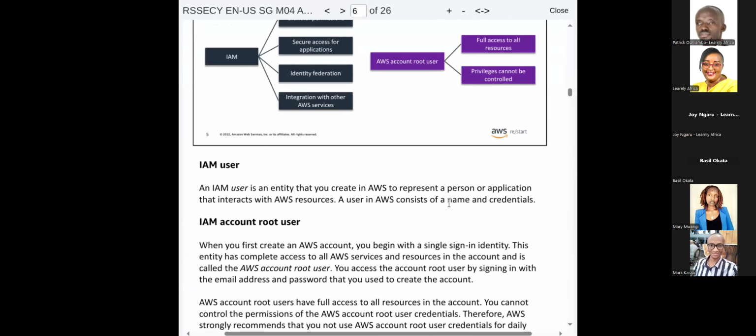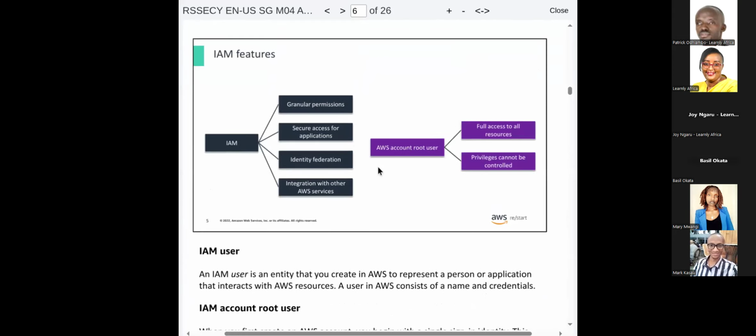So let's learn a little bit about the user groups that we have. So this is exactly what we were saying. We have an account user, okay? This is the person who created the account. For example, in our case, if I created the account, I'll be the root user. And I have access to all resources. I have privileges to do everything that I want on my console.